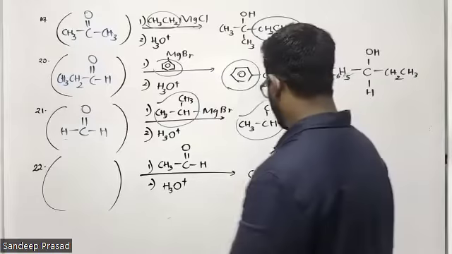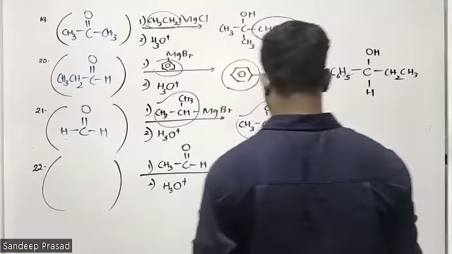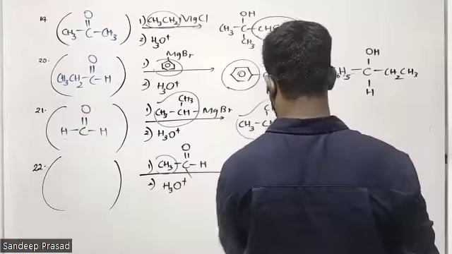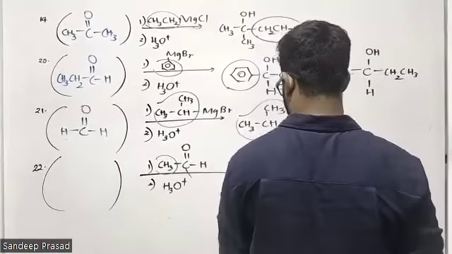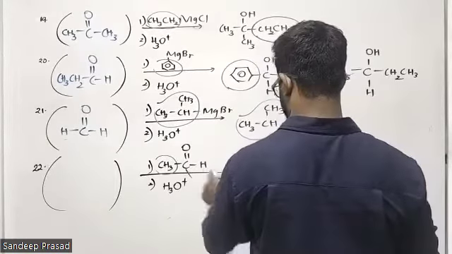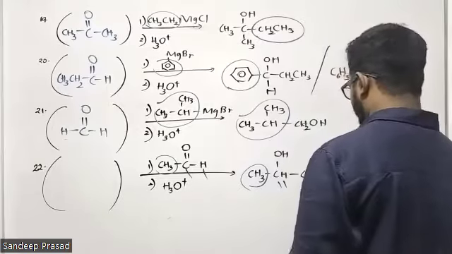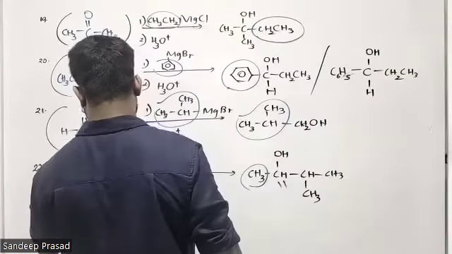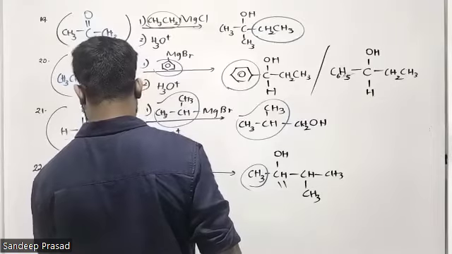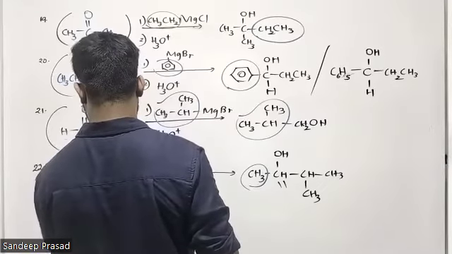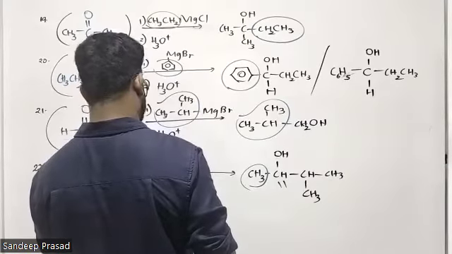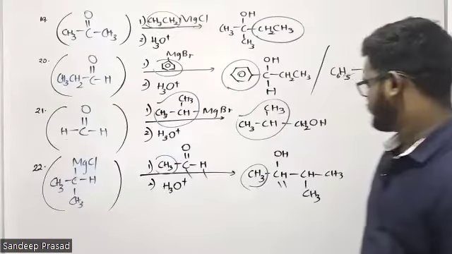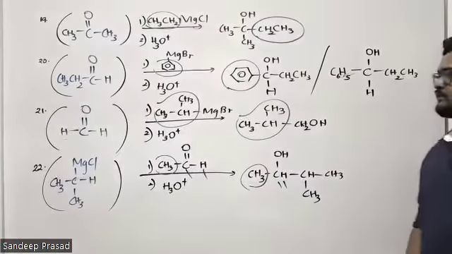22. This ketone, CH3 group, carbon here. Hydrogen is also this one. Then you can see that this is the Grignard reagent. This part CH3, CH3, H, MgCl. Okay, right?